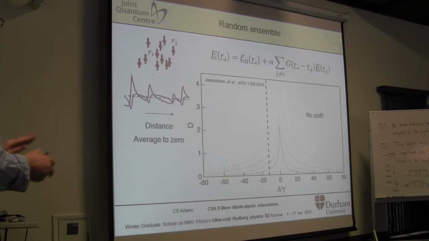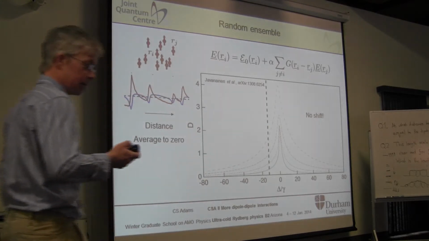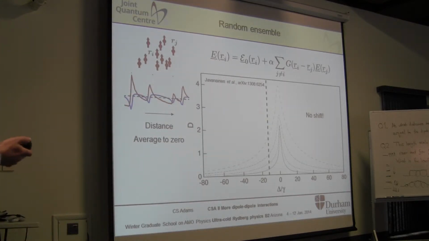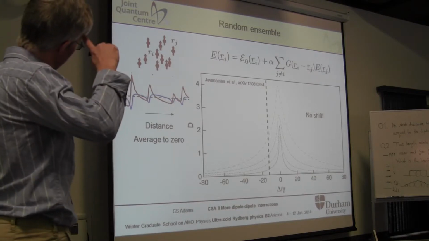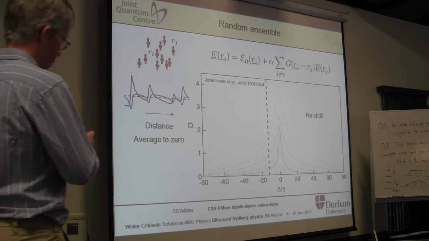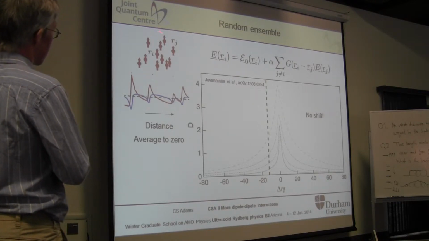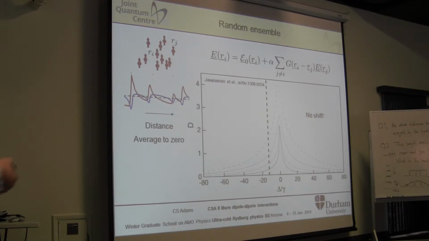Okay, so that's all I'm going to say about regular arrays, and now we're going to go on to the horrible topic of random arrays. Random arrays are really, really complicated and really hard to understand, but we'll at least get some small insights. So we've had these regular arrays of dipoles, and now I'm going to have random 3D arrays.